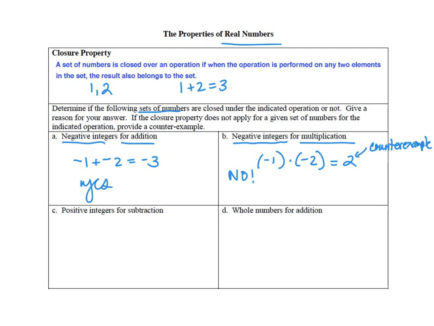Now, press pause on your video, do the last two problems on this page, and when you are ready to see the answer, press play again.